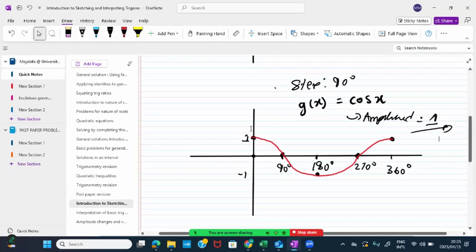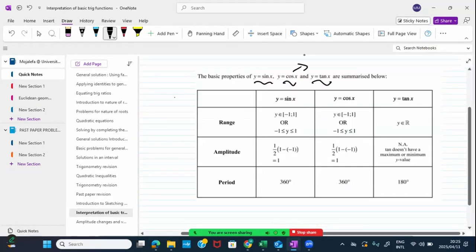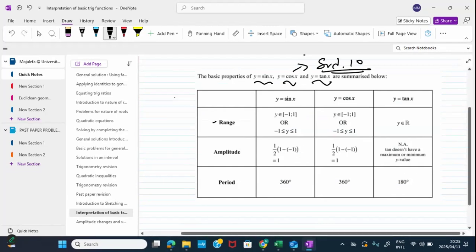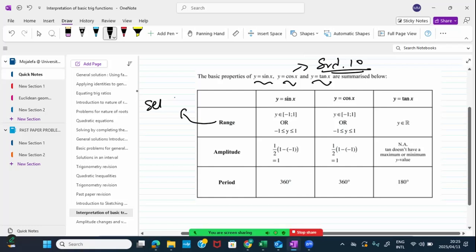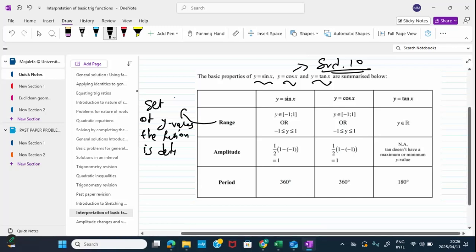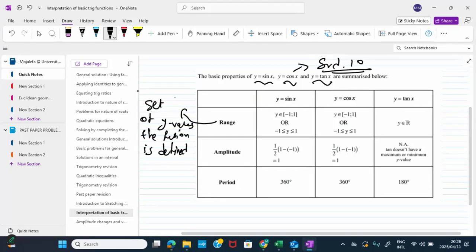Okay, so now let's move to the basic properties of sine x, cos x, tan x. You must remember these basic properties from grade 10, but I'm just going to go through them a bit before I move on to grade 11 stuff. Do you remember what a range is? A range is a set of y values for which the function is defined. So it's the set of y values where we always find the points of the function.